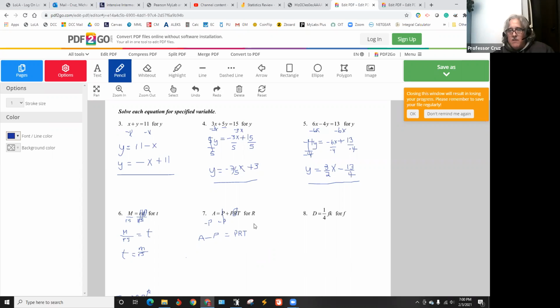All right, so now to get to the R, we have to lose the P and the T. Here, they're multiplied times the R, so we do the opposite, which is divide. Divide both sides by PT. Over here, the one P takes out the other, and the T over T is just one. So what we've got left is just R.